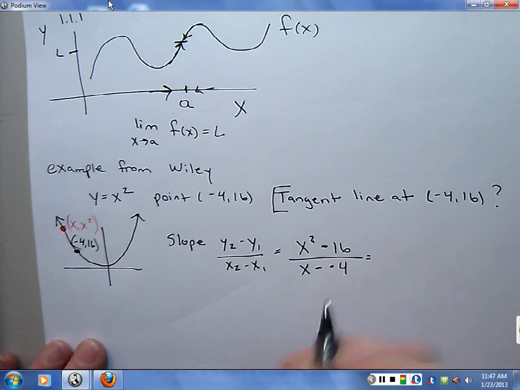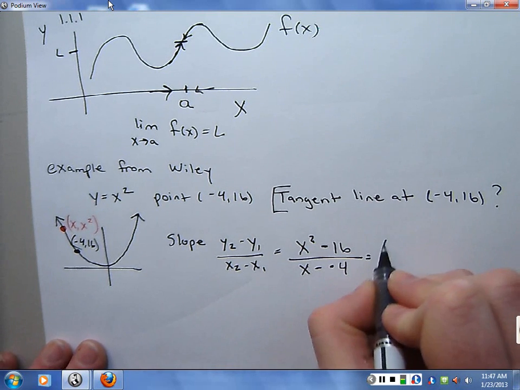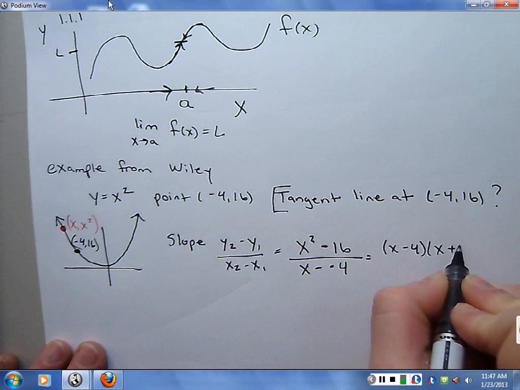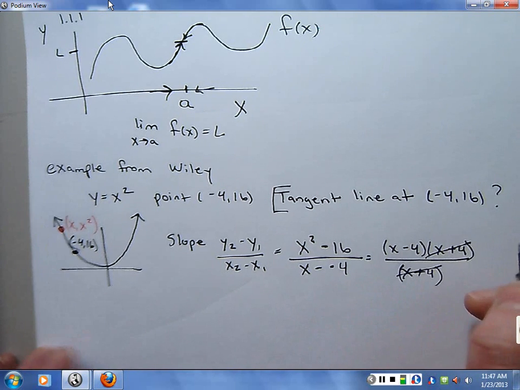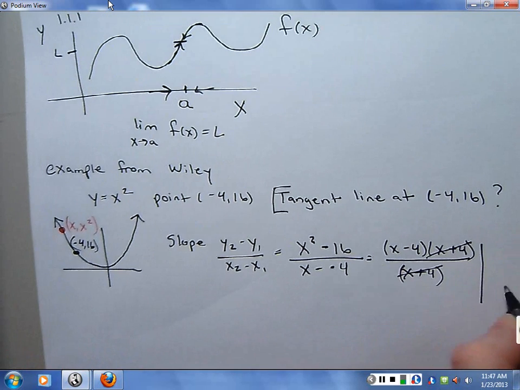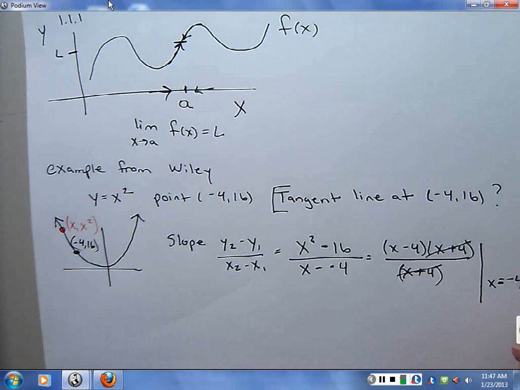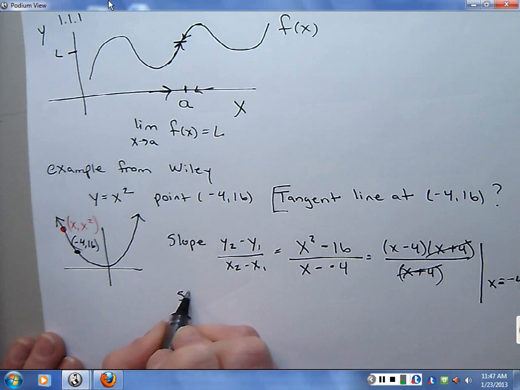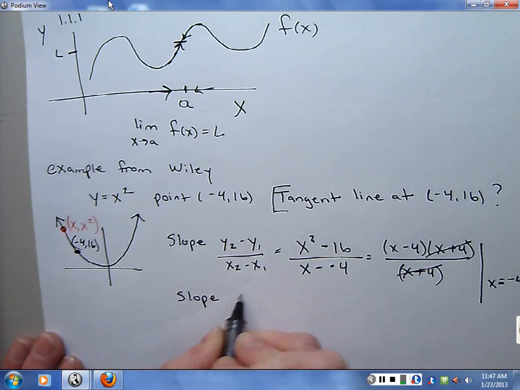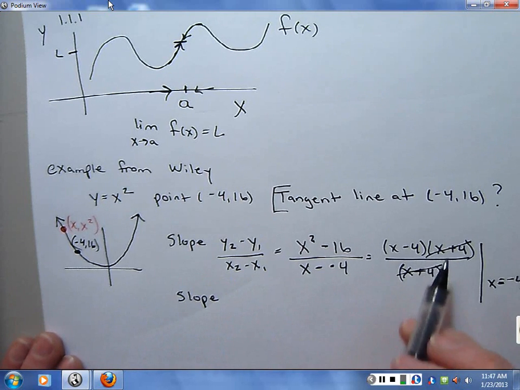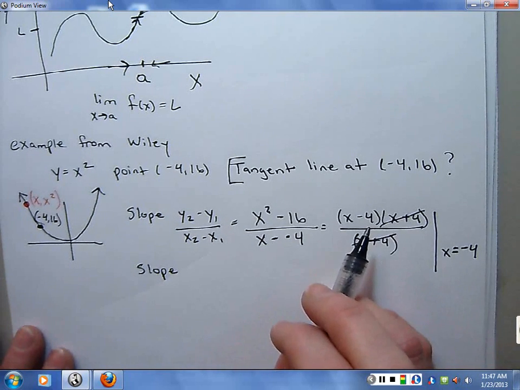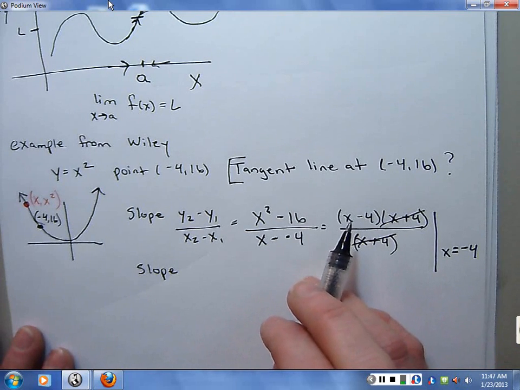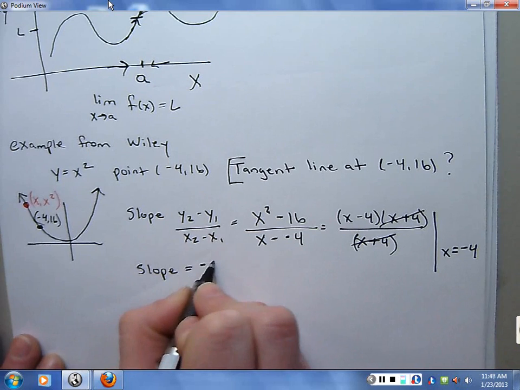You guys see how I could factor the numerator? x minus 4, x plus 4. And the denominator is x plus 4, which is great, because that's going to cancel, and then I can evaluate this at x equals minus 4, because I can find the slope at the point x equals minus 4. So what is the slope going to be? I plug it in this equation, and if I plug in x equals minus 4, I get negative 8. So the slope equals minus 8.